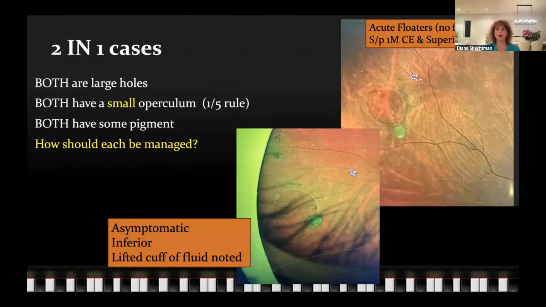Two and one, both large holes, both have small operculums, and we talked about smaller operculums have likely been there for quite some time. Both have small areas of pigment right here and right here. So again, alluding to the fact that this is probably a chronic stage. How should you manage? Well, the top one was an acute floater, status post cataract surgery. Cataract surgery was done by one of my surgeons at Lowell Ophthalmology, and then the patient was referred to Dr. Diaz's office. So I got to see this patient throughout. The bottom one was an asymptomatic inferior hole and was found without any problems at hand.